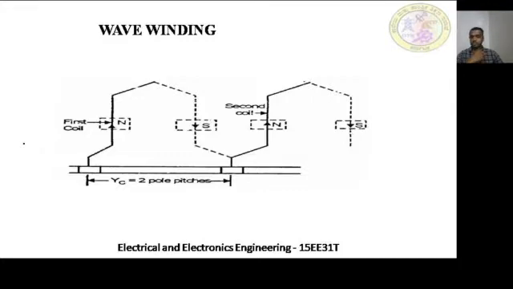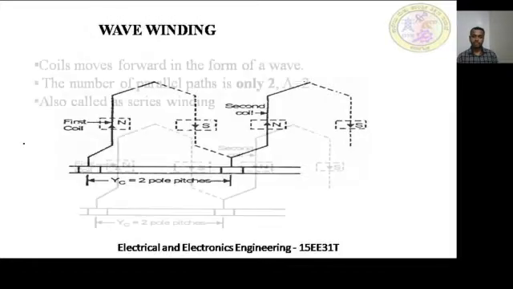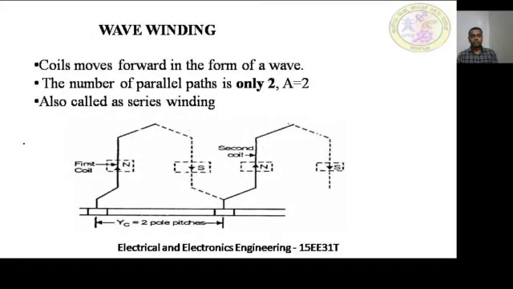Now, the wave winding. The wave means the winding which resembles the formation of a wave. It moves in the forward direction, just like a waveform. That kind of winding is called wave winding. So here, the coil moves forward in the form of a wave, hence the name wave winding.